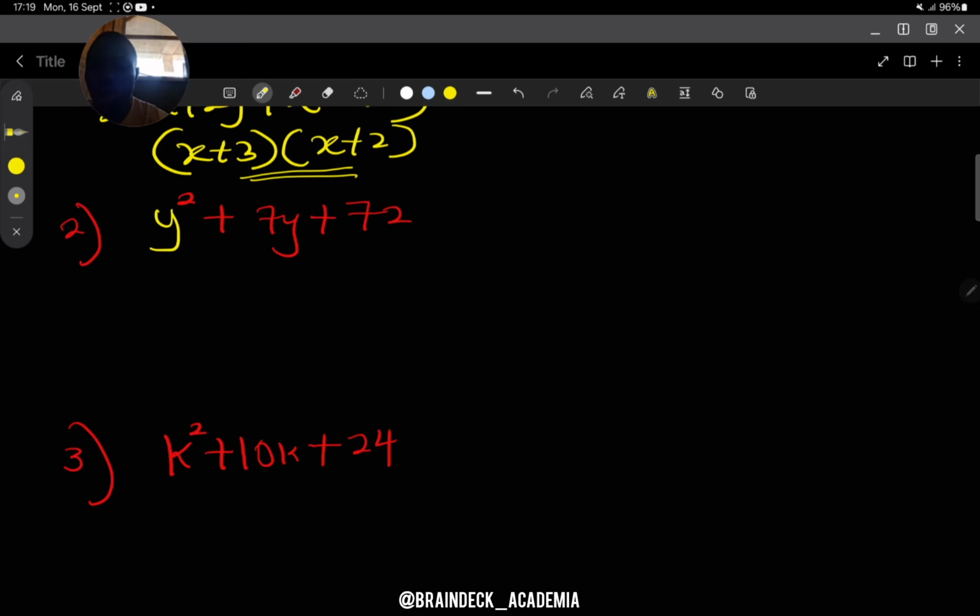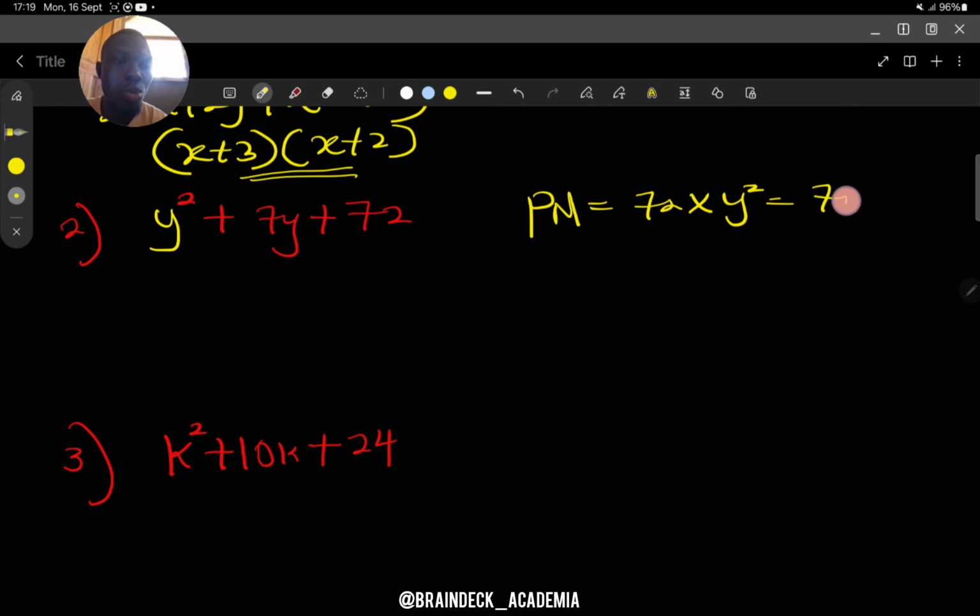For number 2, we're going to factorize this. The first thing you need to do is to find your Pn, as I said, your product number, which is 72 times y squared, and that'll give you 72y squared. Now you expand the middle term, which is this, plus 17y. You look for two integers that if you add them or subtract them, will give you a total of plus 17y. Then when you multiply them, it will give you a total of plus 72y squared, and that is plus 9y plus 8y.